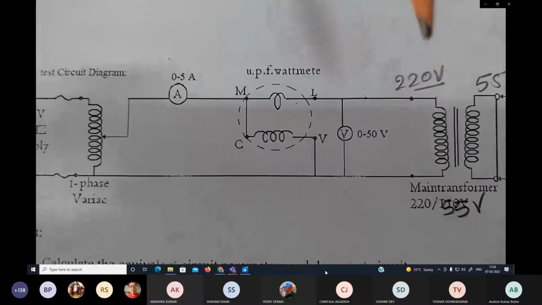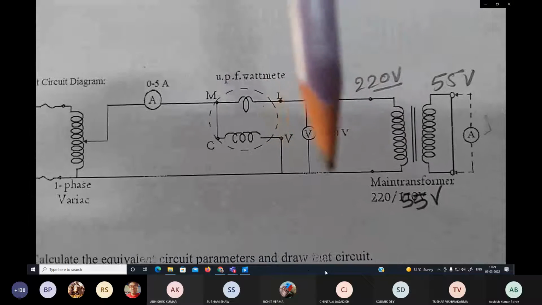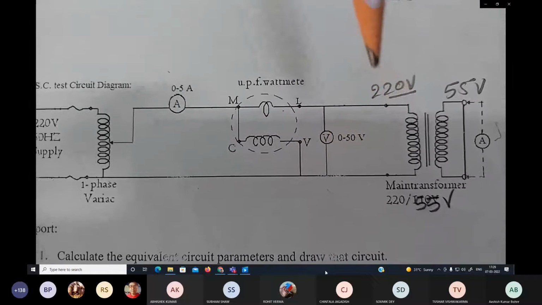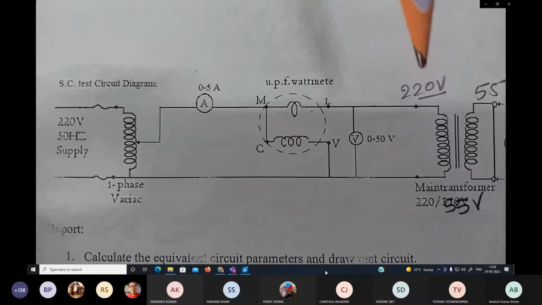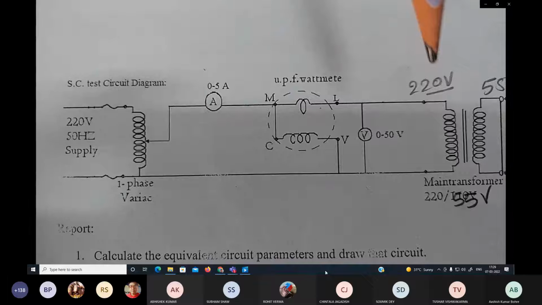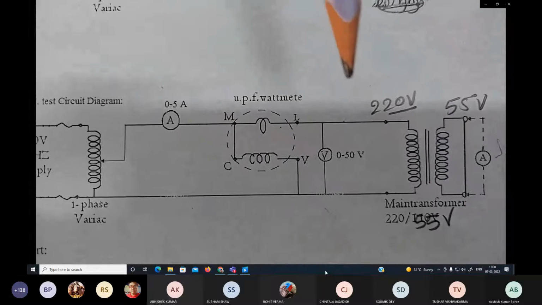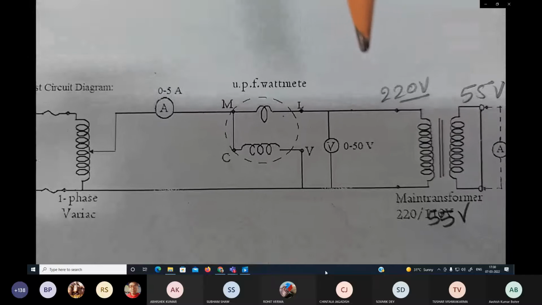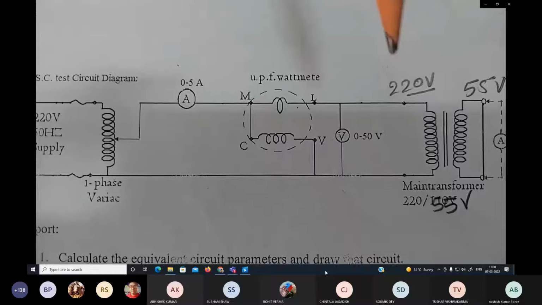After that, we will see one voltmeter which is connected in parallel, as voltmeters are always connected in parallel. That voltmeter will measure the primary voltage or input voltage, that is how much voltage we are giving. We will be changing the voltage on the variac side and reading that voltage continuously at the voltmeter shown here. A 0 to 50 volt range is very suitable, but any voltmeter can be connected.